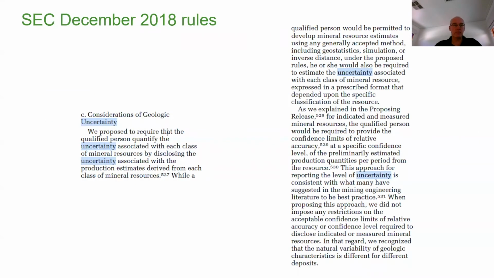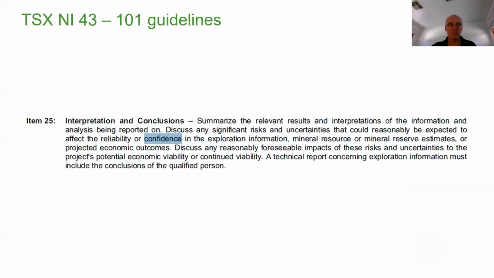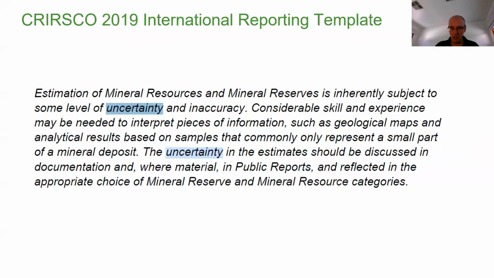If we go to the US, the SEC code from a couple of years ago, you can see there that they mention uncertainty several times throughout their rules for reporting. Cross over to the Canadian, the TSX, and again you can see the word confidence, which I guess is inverse to uncertainty. So again, that is a requirement. And in a more global context, the international reporting template of last year, again, mentioning the need to report the uncertainty estimates and discussed in the documentation in public reports. So, that is a requirement for all of our reporting.